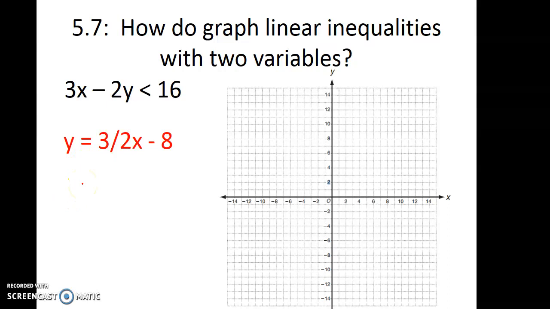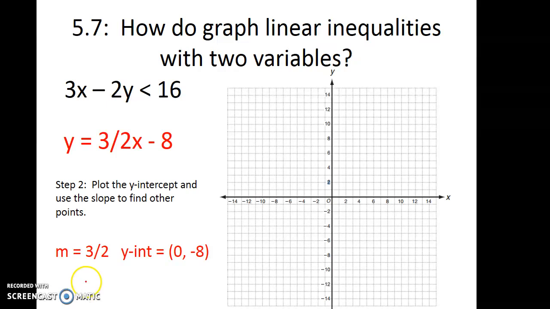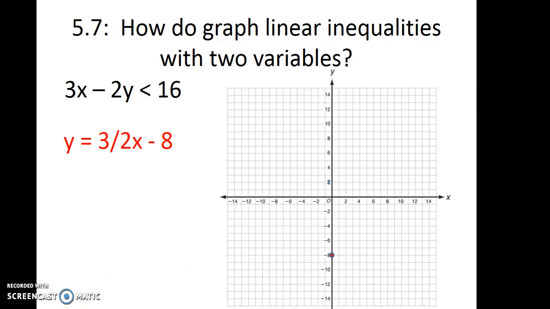The second step is to plot the y-intercept and to use the slope from the slope-intercept form to find other points. So let's identify the y-intercept and the slope. In this case, the slope is 3/2 and the y-intercept is (0, -8). So I plotted a point for the y-intercept.